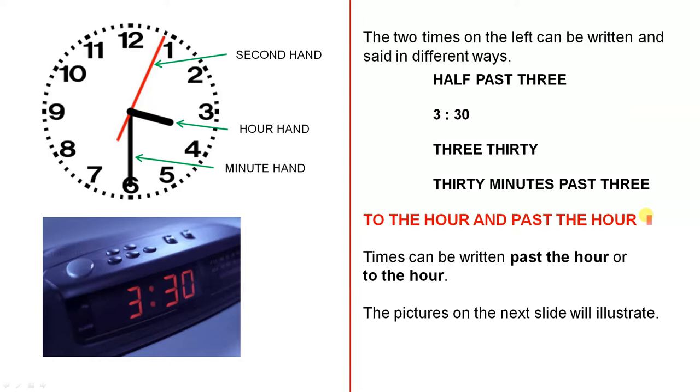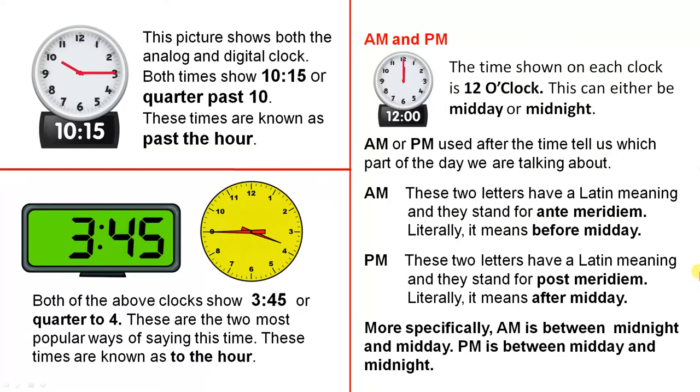Let's look at to the hour and past the hour. Times can be written past the hour or to the hour. The pictures on the next slide will illustrate. This picture shows both the analog and digital clock. There's the analog clock, there's the digital clock. Both times show 10:15. These times are known as past the hour.